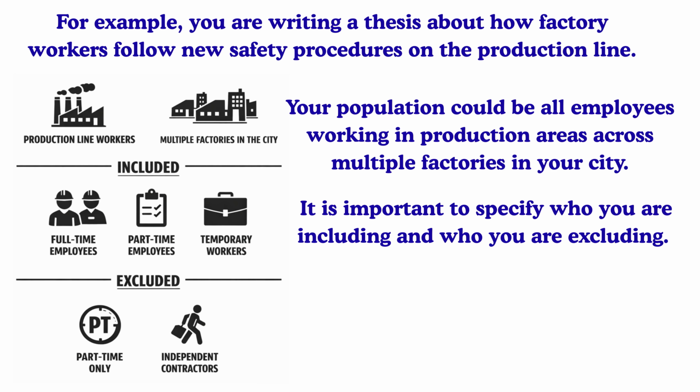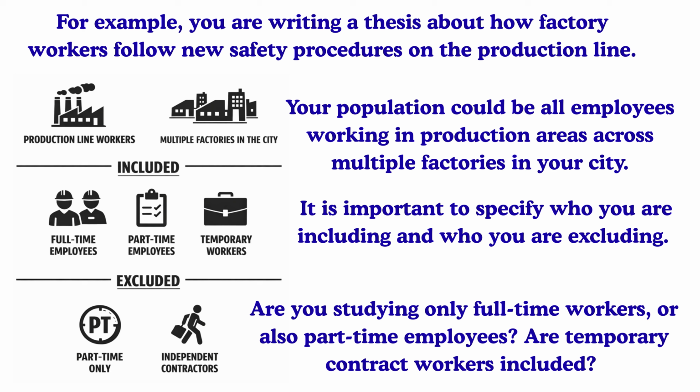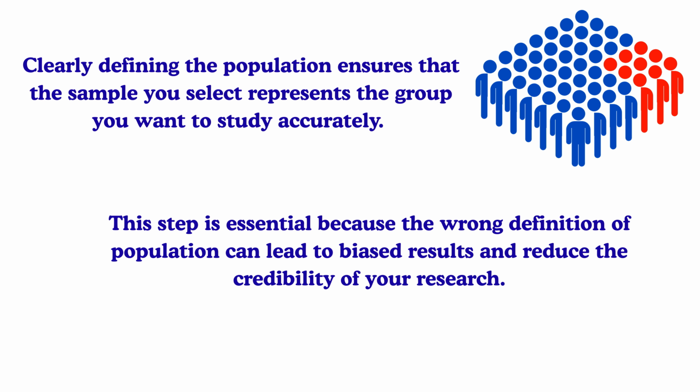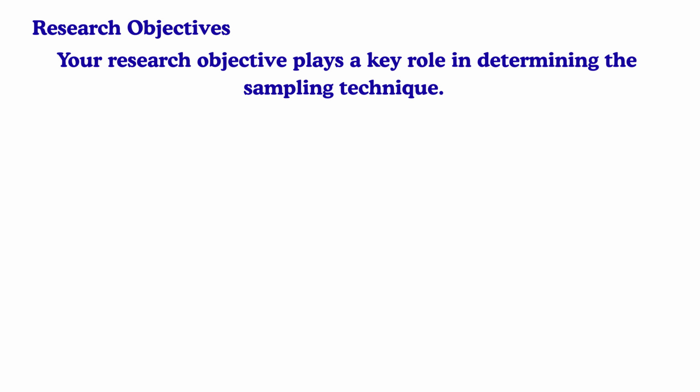It is important to specify who you are including and who you are excluding. Are you studying only full-time workers, or also part-time employees? Are temporary contract workers included? Clearly defining the population ensures that the sample you select represents the group you want to study accurately. This step is essential because the wrong definition of population can lead to biased results and reduce the credibility of your research.